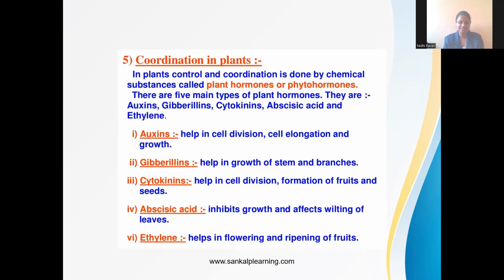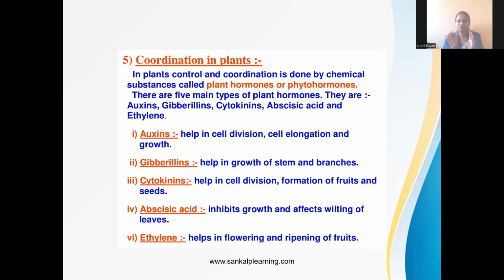Then abscisic acid inhibits growth and affects wilting of leaves. As I said, if a mango tree is there, it will produce mangoes. After that, the mangoes have to fall down, right? Once they ripen, they have to fall down. How will it fall down? That is due to the abscisic acid.